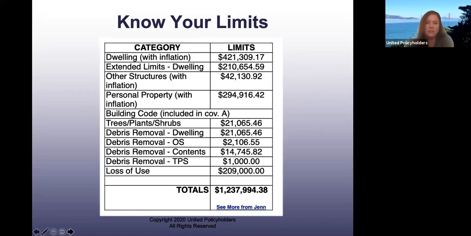So I like to use a little chart, know your limits. Something like this. This is just so that you have it. Your adjuster should provide you with something like this. So hopefully you're all getting it. As your claim goes along, there would be limits and then amount paid, amount available, and so forth. So hopefully you guys are seeing something like this that has all of your coverages.